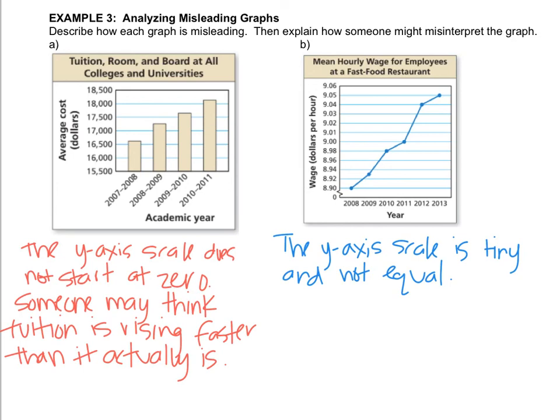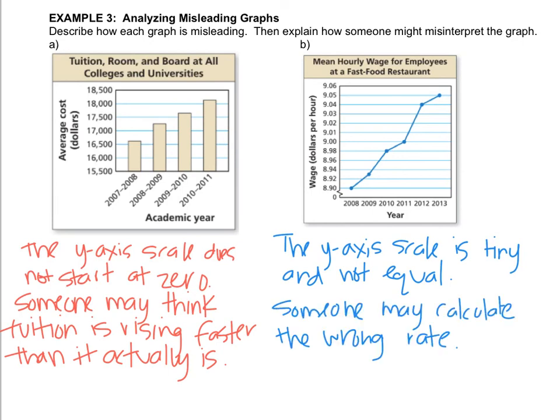How might someone misinterpret it? Well, it looks like it goes up really fast right here, but that's actually not the greatest increase. The greatest increase, if you look at the math, is actually 2009 to 2010. So that would be how someone would misinterpret it. I summarized that to just say someone may calculate the wrong rate.